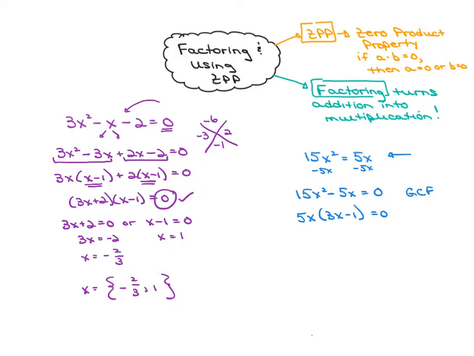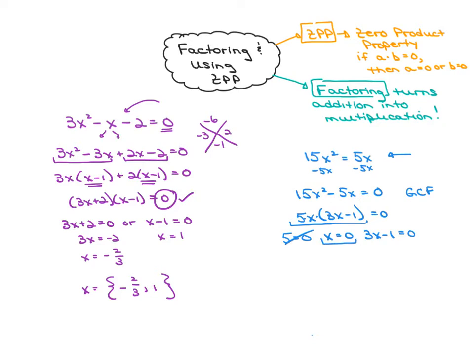Notice this product actually has three factors, 5, x, and the quantity 3x minus 1. So if any of those factors is 0, the product will be 0. Now notice this one, 5 equals 0, that's kind of ridiculous, that's impossible. So we don't even worry about that one. We already have, okay, if x is equal to 0, great, it will be true.